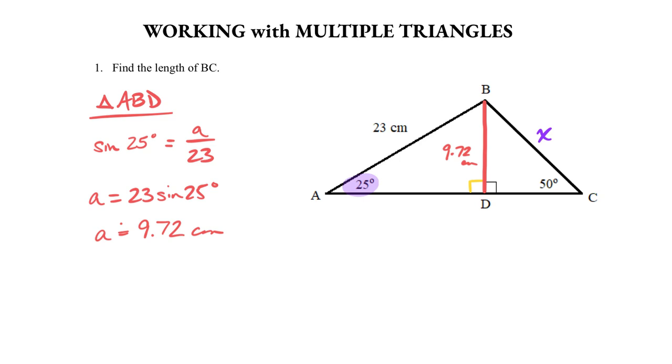Now that I know that side length is 9.72, that was a piece of information that could have helped me before. Okay, I am going to jump over now into triangle ACD. I'm going to work with the right triangle on the right side. Because from my angle out, side X is my hypotenuse. The 9.72 side is my opposite. I can use my sine ratio again.